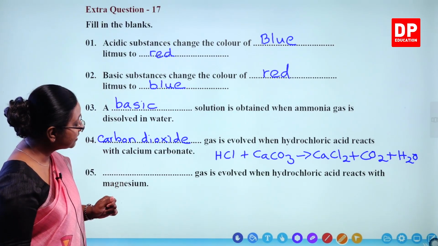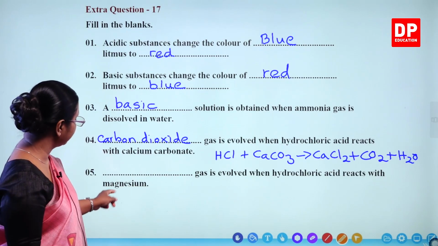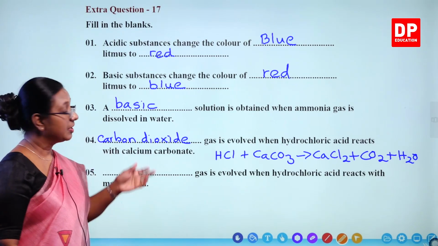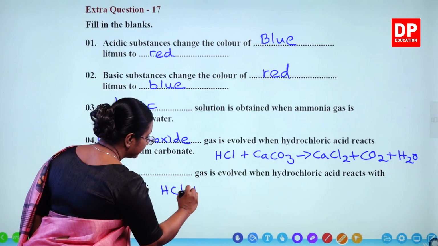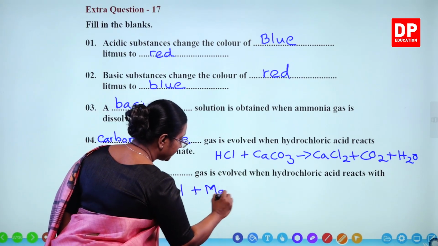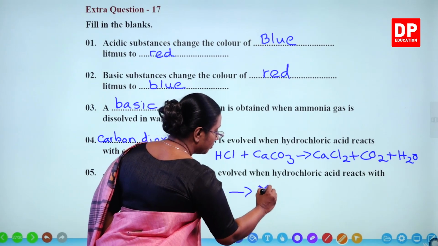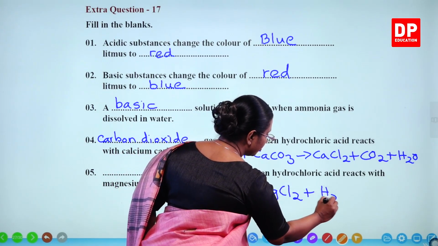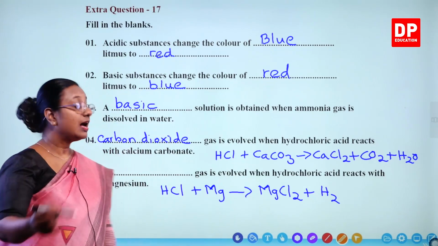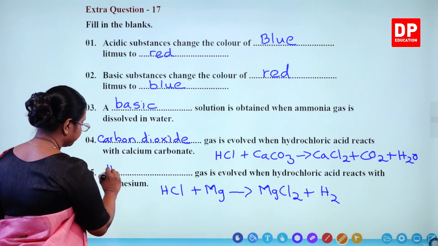Last one, gases evolve when hydrochloric acid reacts with magnesium. That also you can write the reaction. HCl and magnesium, it will give you magnesium chloride plus H2 gas. So what is the gas? Hydrogen gas.